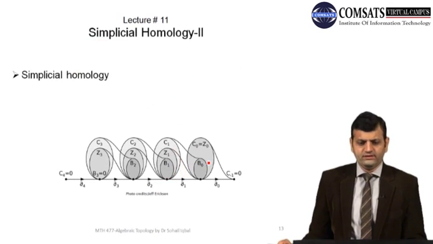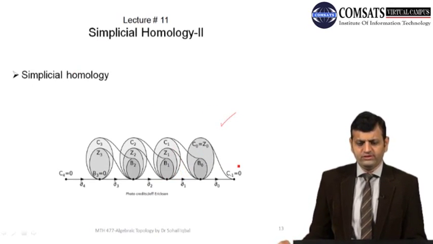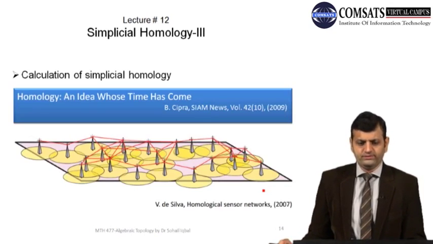In lecture number 11 we defined what a simplicial homology is using the simplicial chain complex. We have a chain complex, and in this chain complex at the nodes we have free abelian groups, and then we have boundary maps, and we use this chain complex to define simplicial homology.